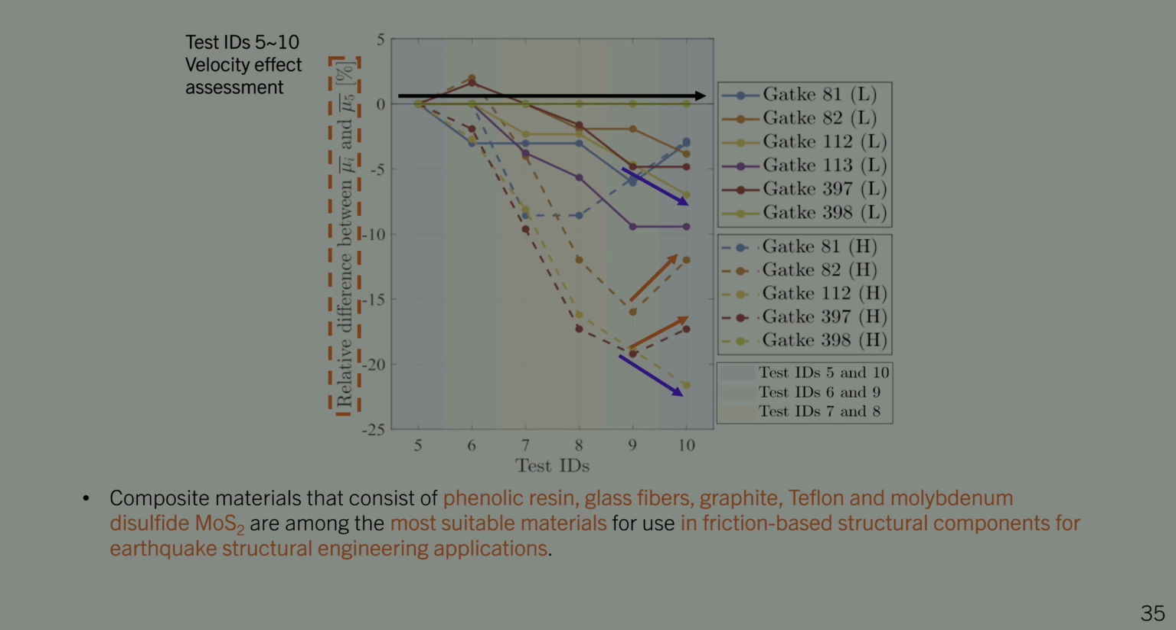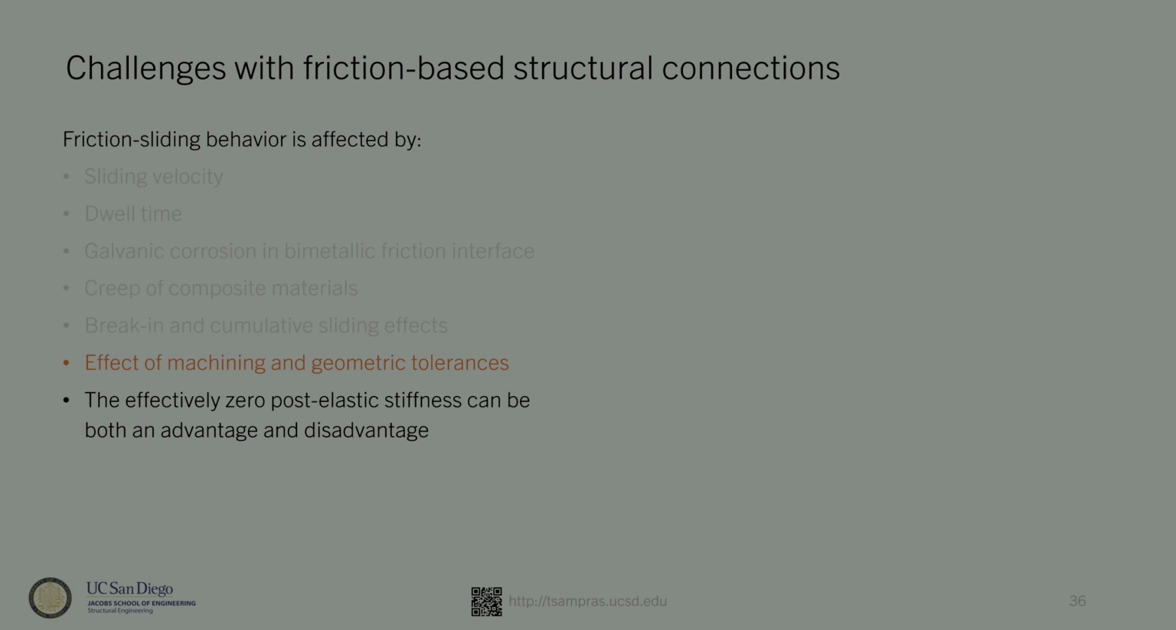And we understood that materials that are phenolic resin based with E-glass fibers and graphite, Teflon, and molybdenum disulfide as the friction modifiers that control the wear mechanics result in the most stable frictional behavior with respect to velocity, braking effects, and all the things that we discussed earlier. So you see this line here is for that particular material that appears to be almost insensitive to velocity. And the last thing I want to touch quickly is the machining and geometric tolerancing.